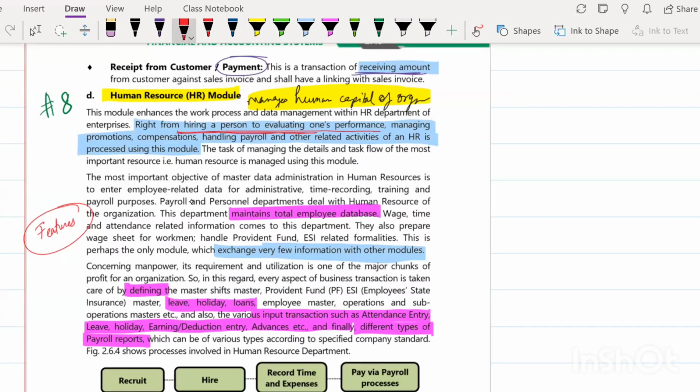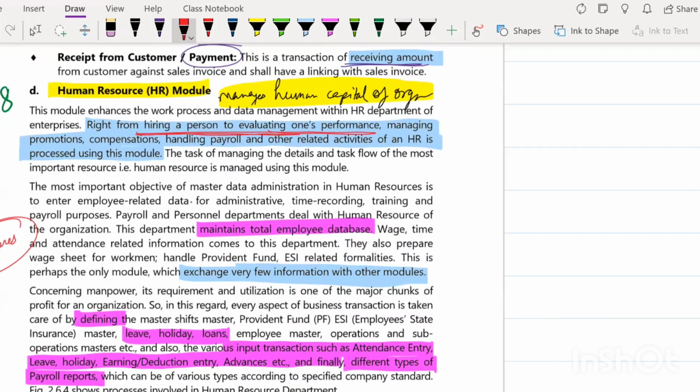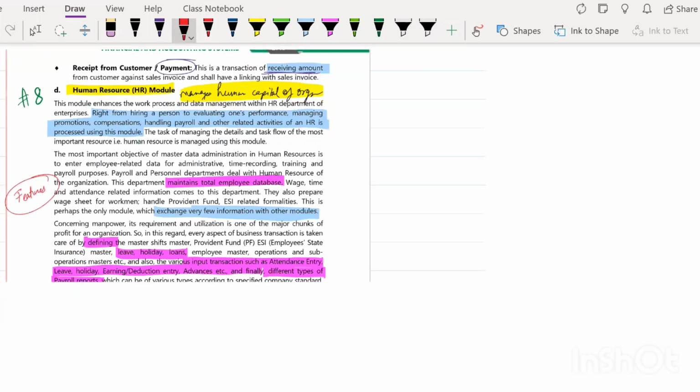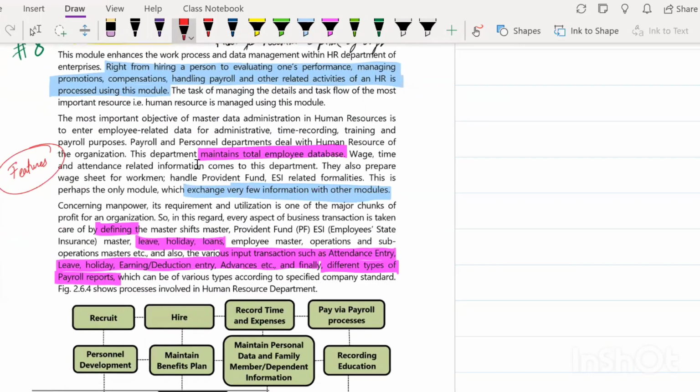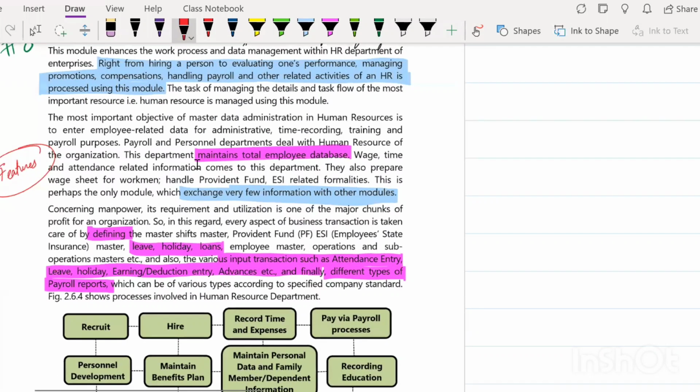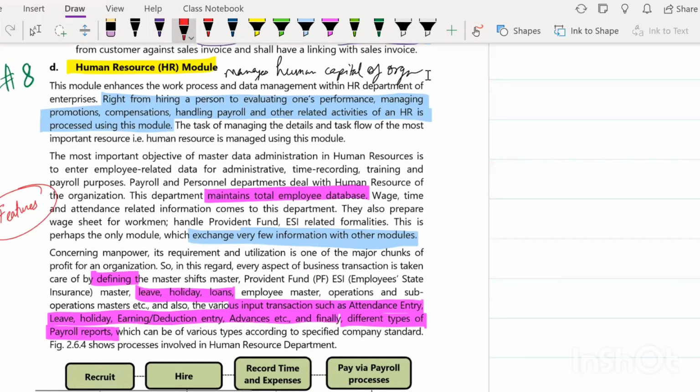One second. Yes, there is some screen issue. Fine. Okay, now I think it is right.